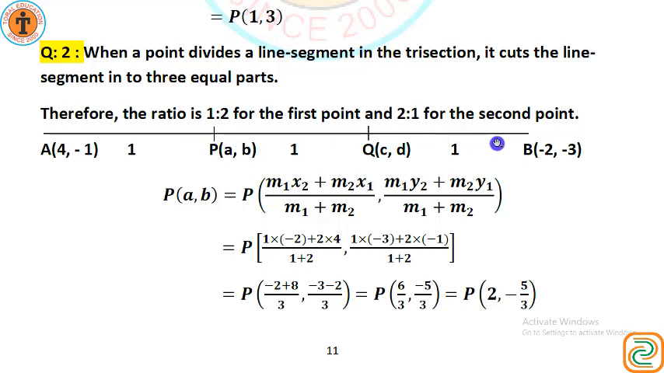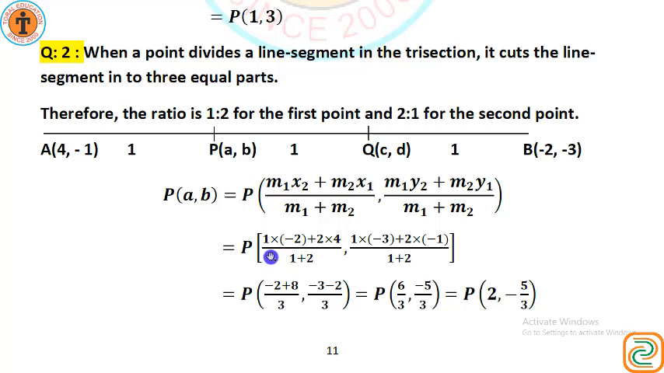3 sections बनाए, 3 parts बनाए. तो हमने क्या लिया? When a point divides a line segment in trisection, it cuts the line segment into 3 equal parts. Therefore the ratio is 1:2 for the first point and 2:1 for the second point. यहाँ पर ये 1 and P से लेकर B तक ये 2 है, right? So ratio 1:2 and 2:1, right?